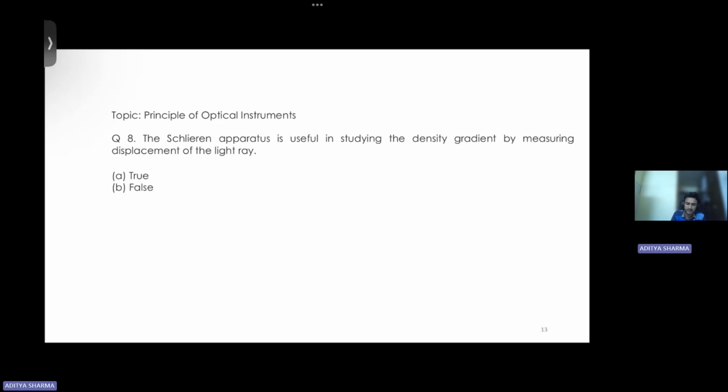So basically, when we are using a Schlieren apparatus, we see the change in the angle of the light ray, the way the light ray has changed its direction. Schlieren apparatus is basically based on that. So in that case, this statement becomes false. All right. So moving on to the next question.